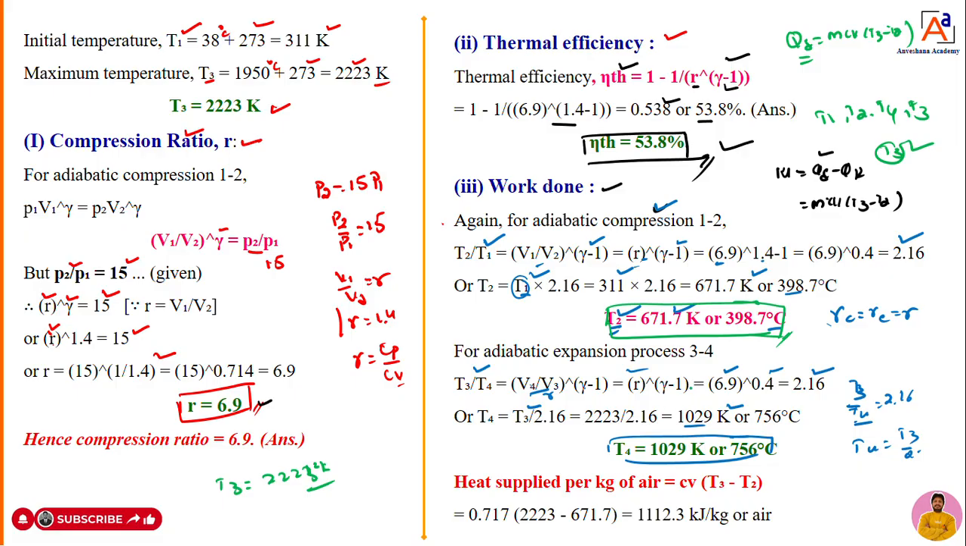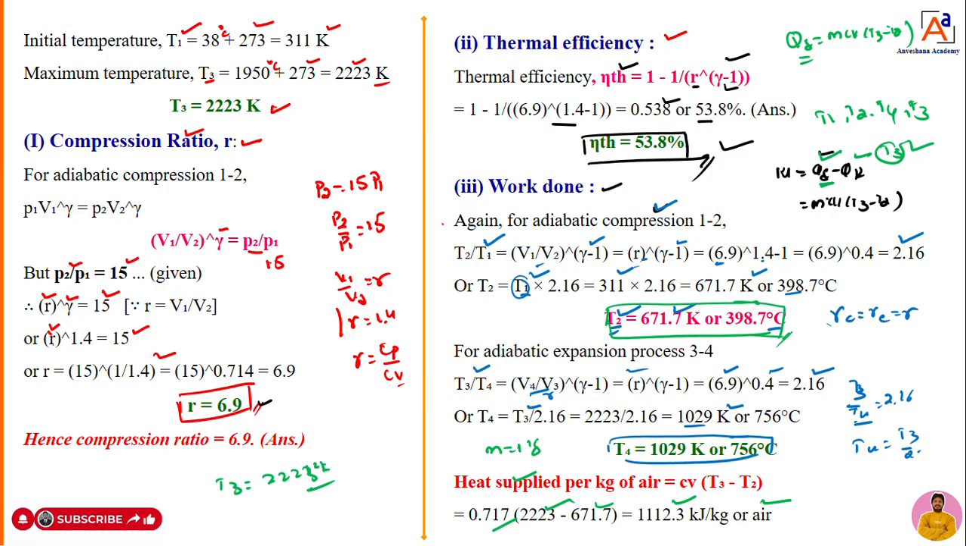Then calculate the work done. To calculate the work done, what do you require? Qs and Qr. So what is Qs? Heat supplied is equal to m into Cv into T3 minus T2. M you can take as 1 kg, since you are calculating per kg, so it is constant and you can neglect it. What is Cv? Specific heat at constant volume for air is 0.717. I multiply it here, with T3 and T2 substituted. Do simplification, you are going to get 3112.3 kilojoules per kg for air.